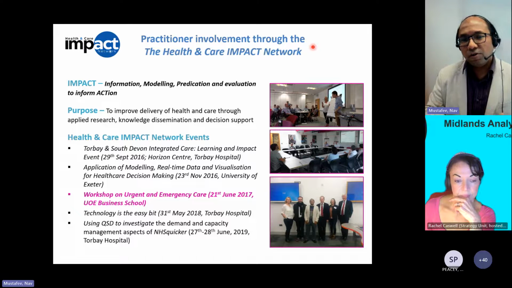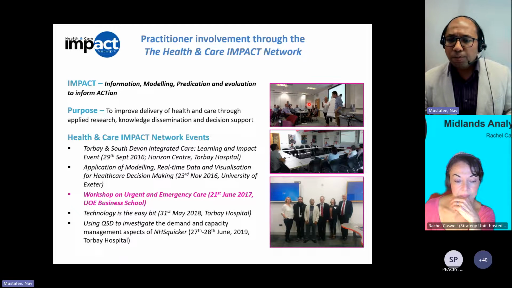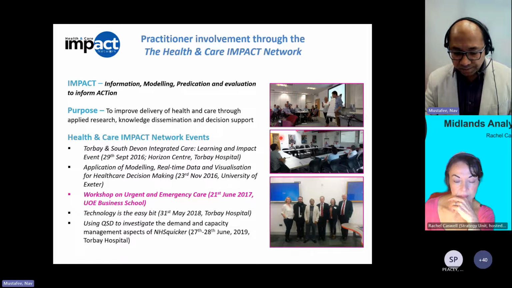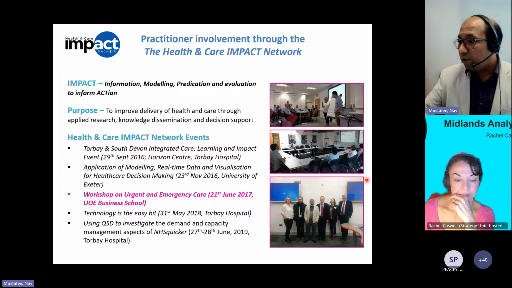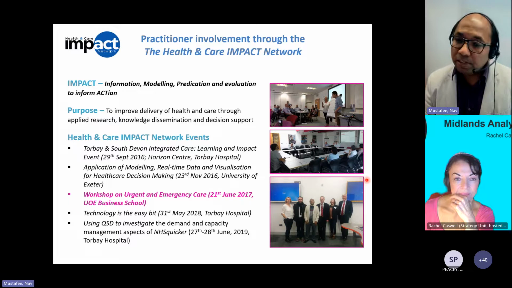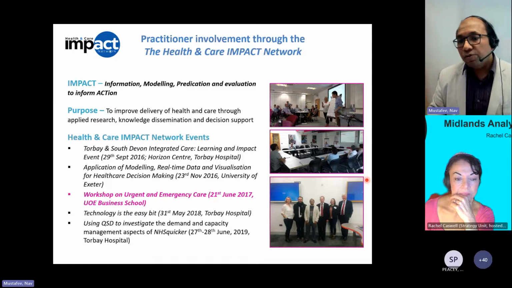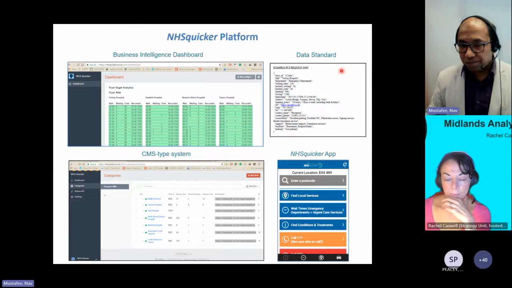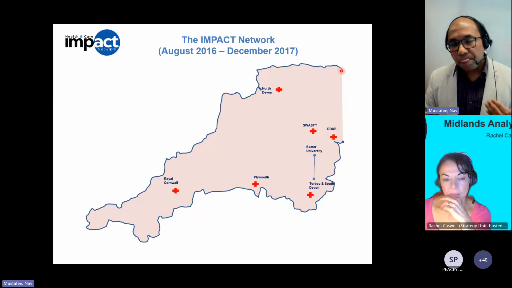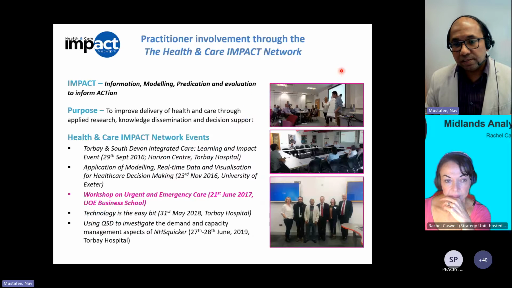We developed a network called the Health and Care Impact Network, where we brought in people from these different trusts to develop the data standard. The second photo is very important because these are actually the people, mostly analysts, with whom I'm speaking now. All of you are analysts and people looking into business intelligence and databases, because you knew what data could be sent. So we developed this shared format for communicating, for pumping real-time data to our system.